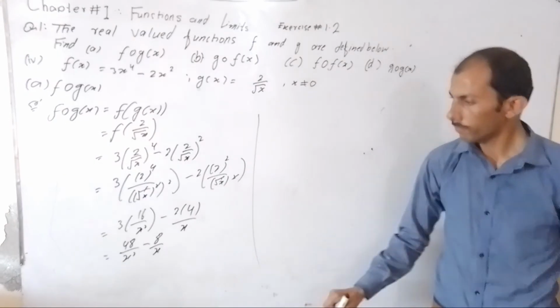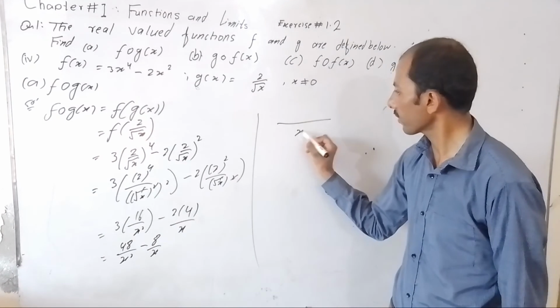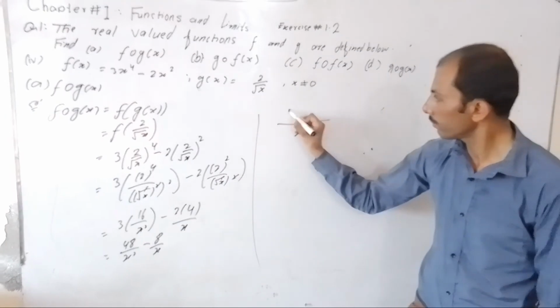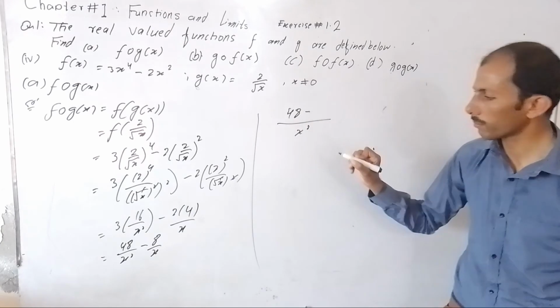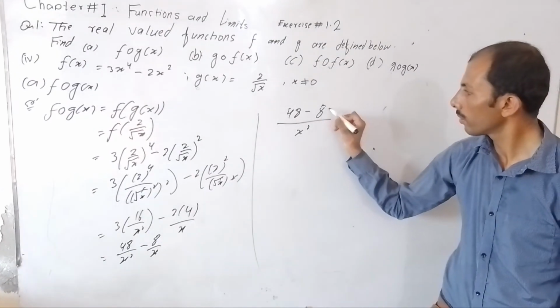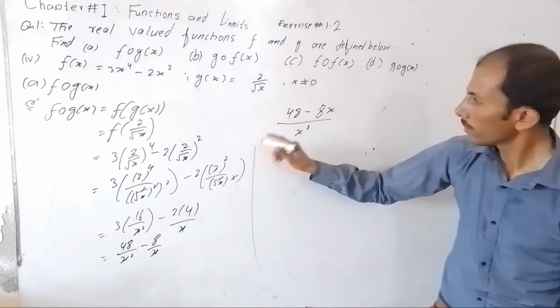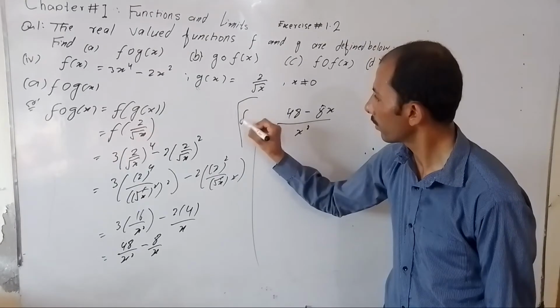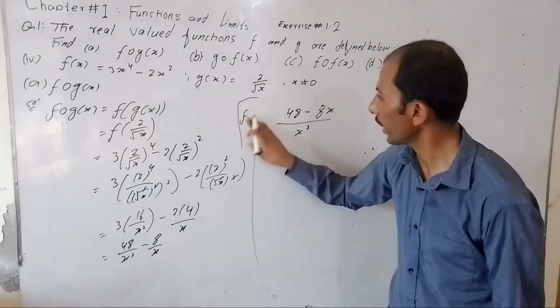Taking LCM, x squared, 48 minus 8x. This is f of g of x.